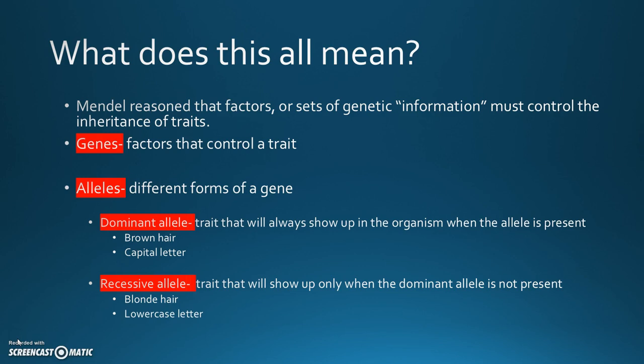Recessive alleles only show up when the dominant allele is not present. So blonde hair. Blonde hair is typically recessive. So in order to have blonde hair, you have to have two recessive alleles in your genotype, which we're going to talk about later on down the road. And we always represent that with a lowercase letter. And that's pretty much all right now that you need to know in order to continue with the project.